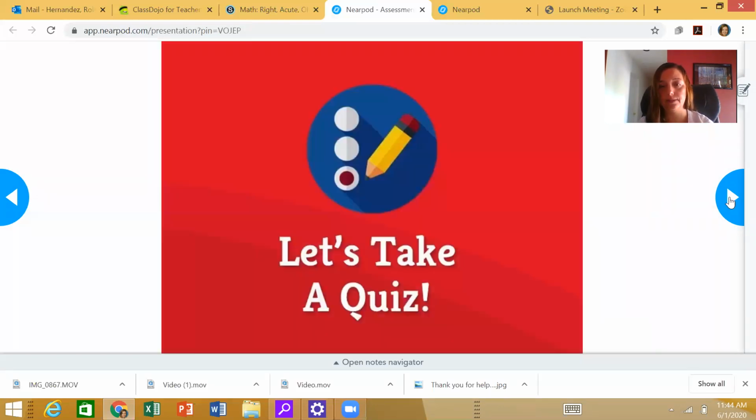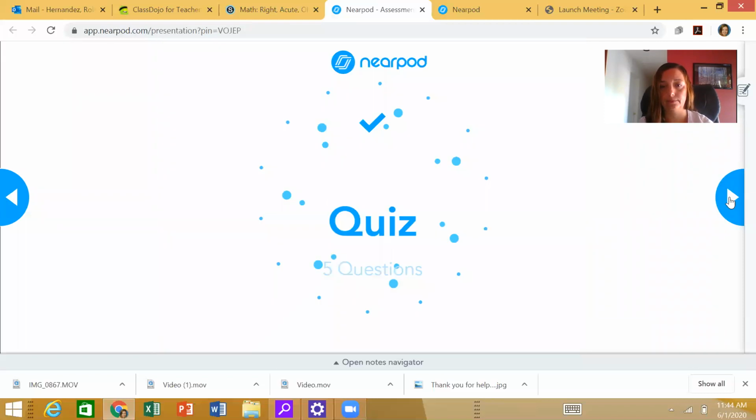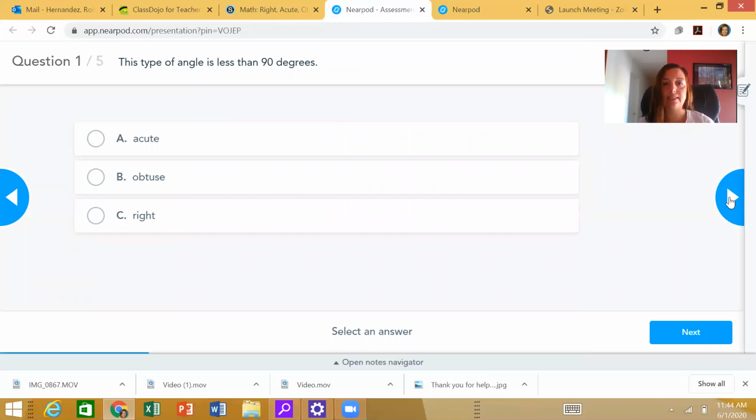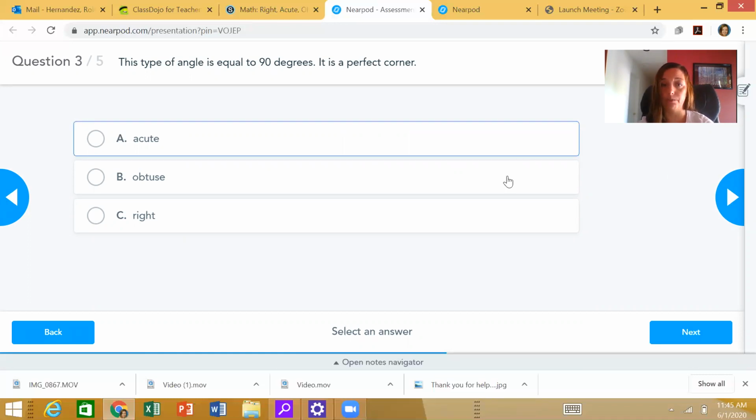Let's take a quiz. There's 5 questions in this quiz. It says this type of angle is less than 90 degrees. So you're going to choose either acute, obtuse, or right angle. This type of angle is greater than 90 degrees. You're either going to choose acute, obtuse, or right angle. This type of angle is equal to 90 degrees. It is a perfect corner. So you're going to choose either acute, obtuse, or right angle.